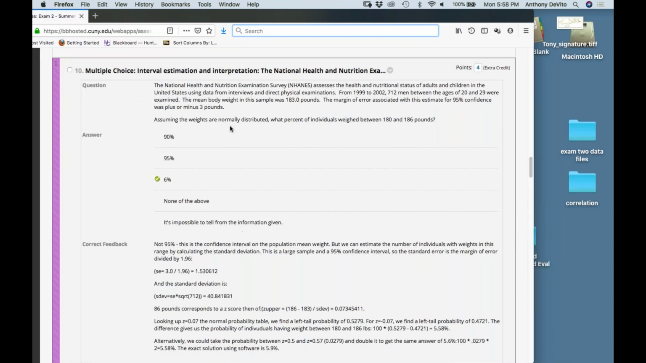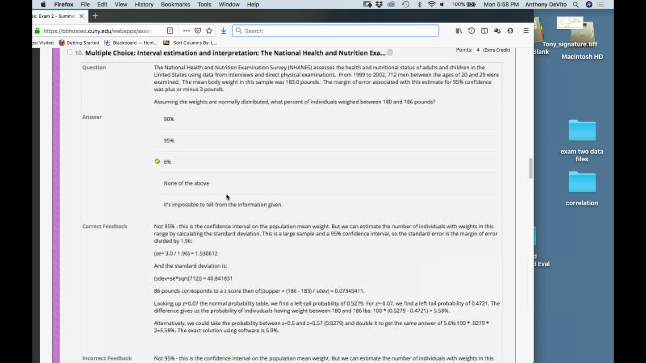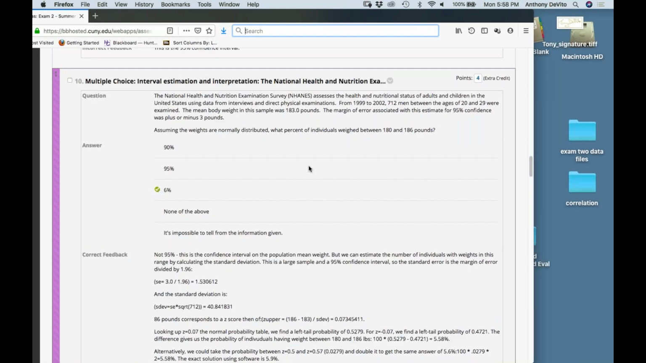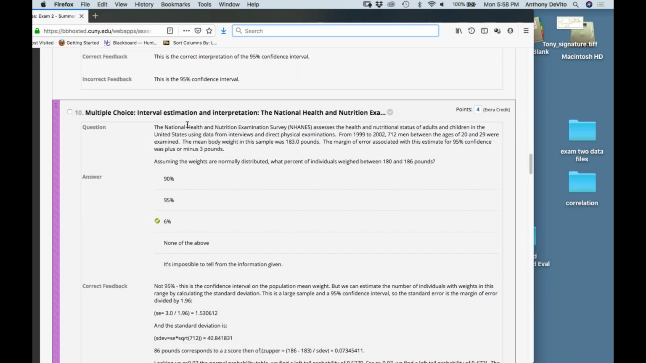Okay, now this is an interesting one. I would say probably 90% of the class chose "it's impossible to tell from the information given," right? Okay, so let's take a closer look at that. Assuming that the weights are normally distributed, what percent of individuals weigh between 180 and 186 pounds? Okay, let's take a look at this.